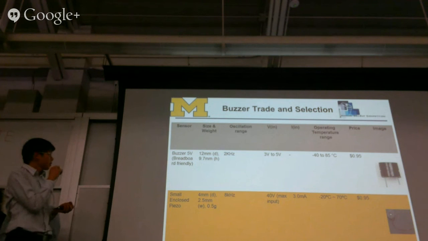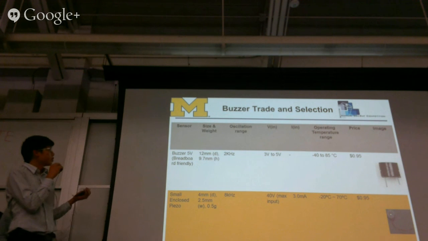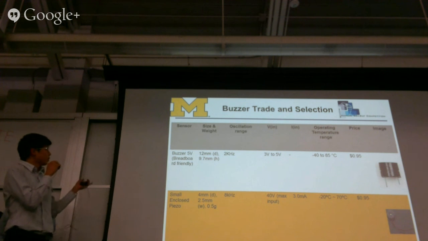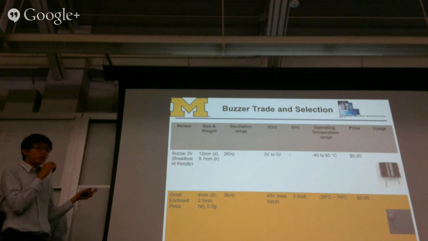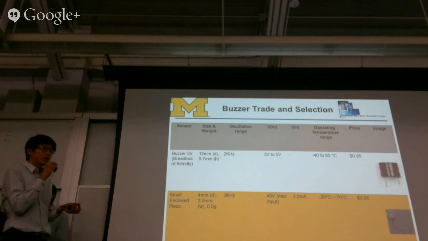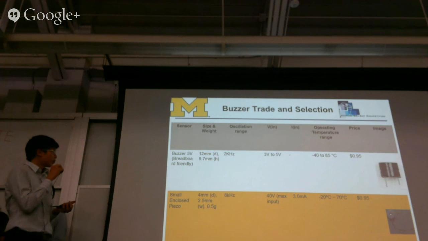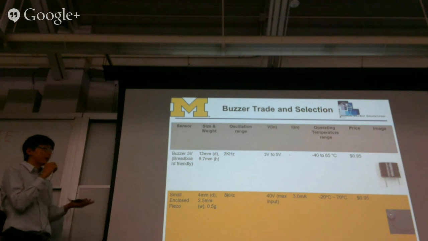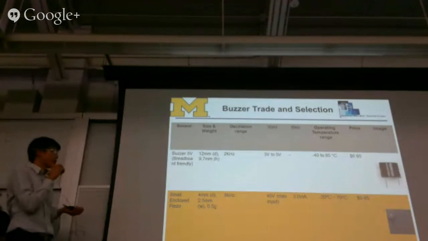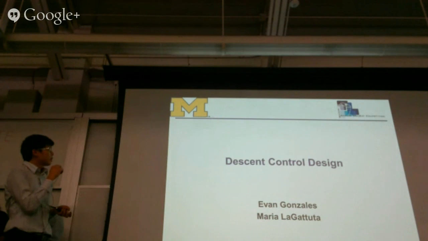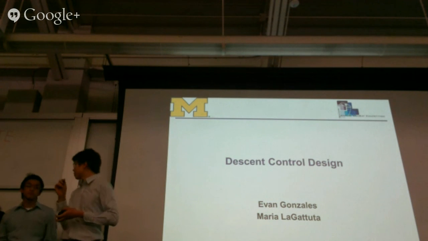For the buzzer, we have chosen the small enclosed piezo. The reason is because the oscillation rate is actually bigger than the buzzer 5 itself, so it could produce a louder sound. So it's easier for us to find our vehicle once it lands on the ground. And I'll pass to Evans.